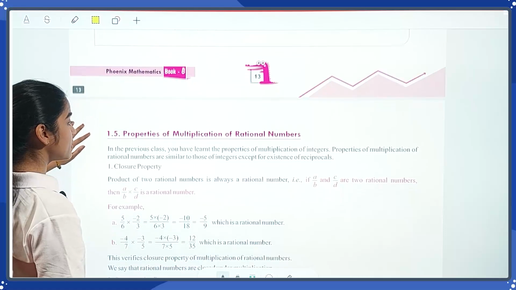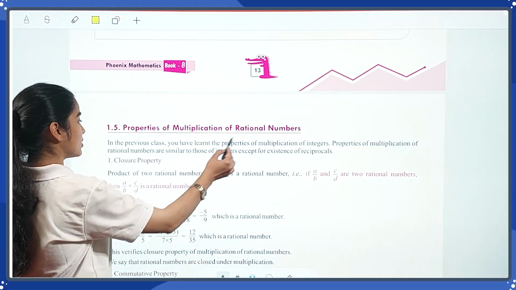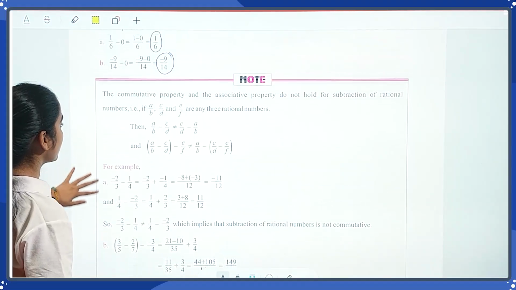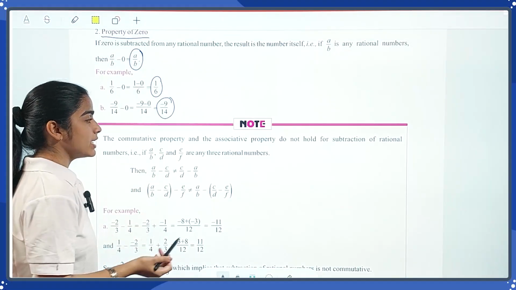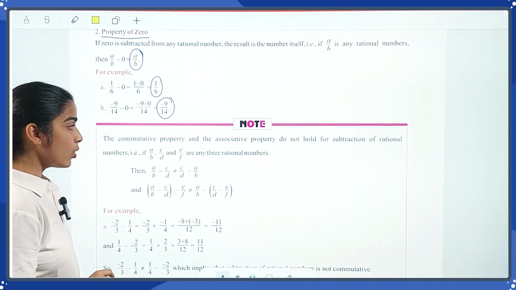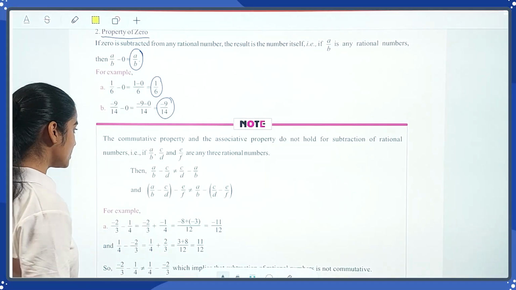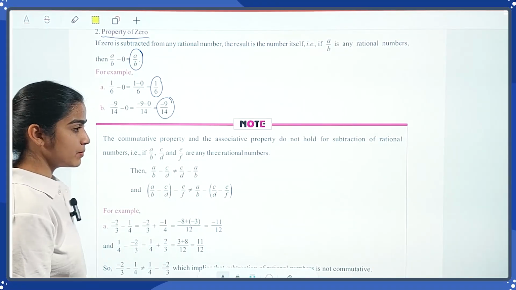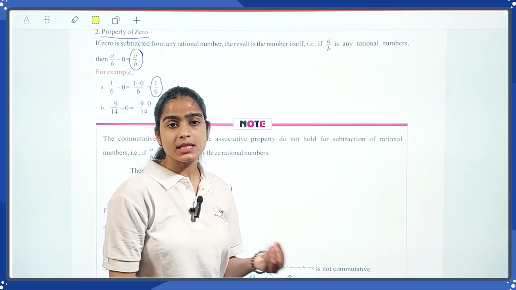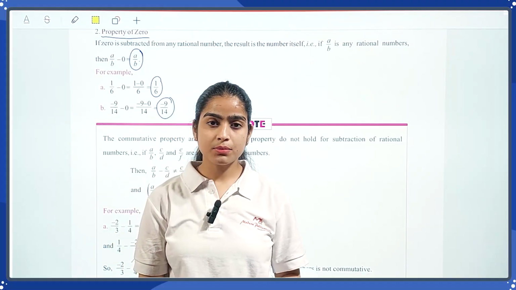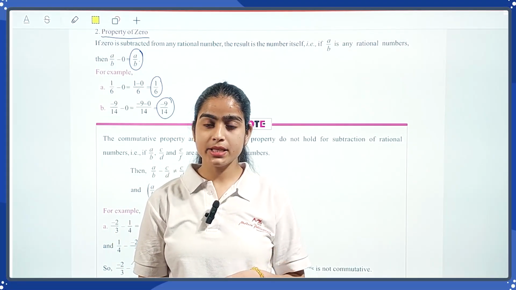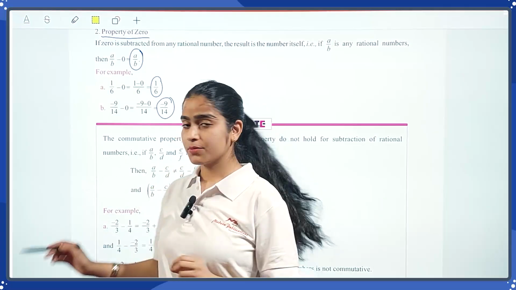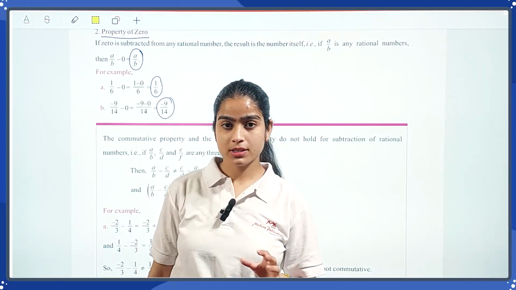Now, the commutative property and the associative property do not hold for subtraction of rational numbers. A by b, c by d and e by f are any three rational numbers. It means that we cannot get the same answer if we reorder the numbers and regroup the numbers. It means the commutative property and the associative property do not hold for subtraction.